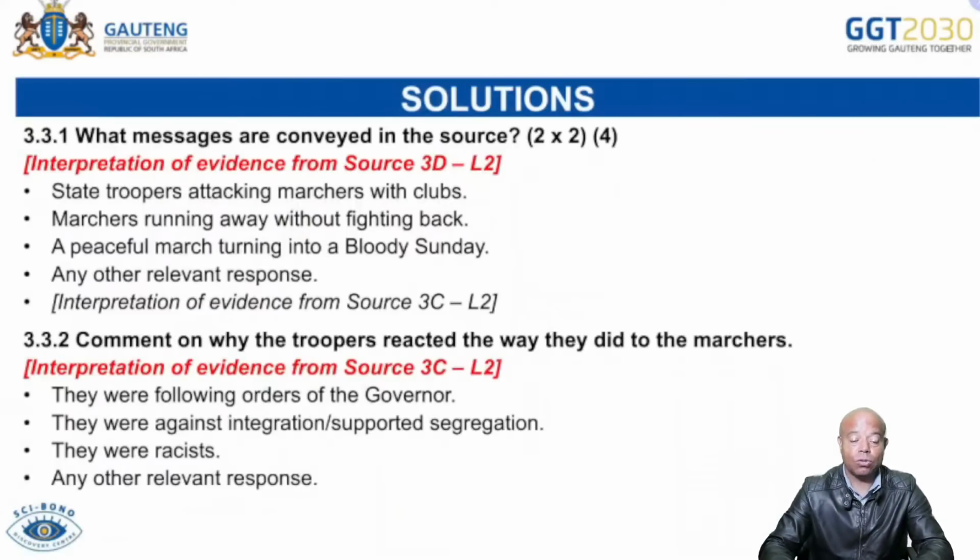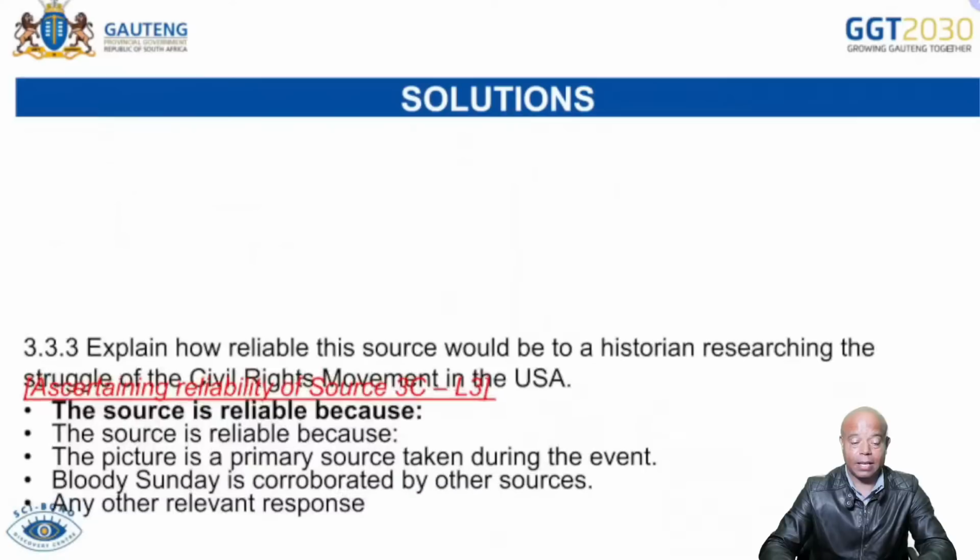3.3.2, comment on why the troopers reacted the way they did to the marchers. Another level 2 question. They were following orders by the governor. They were against integration, supported segregation. They were racist, basically. So that will be the answers for this particular question.